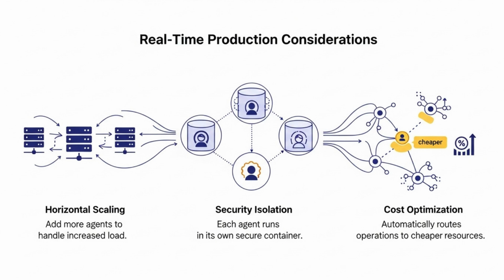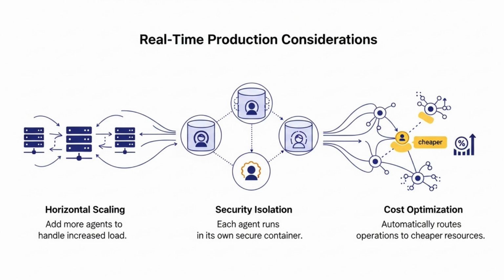Second is security isolation. Each agent runs in its own secure container. Think of it like having separate bank accounts instead of one shared account. This prevents a single compromised agent from affecting the integrity or security of the entire network.